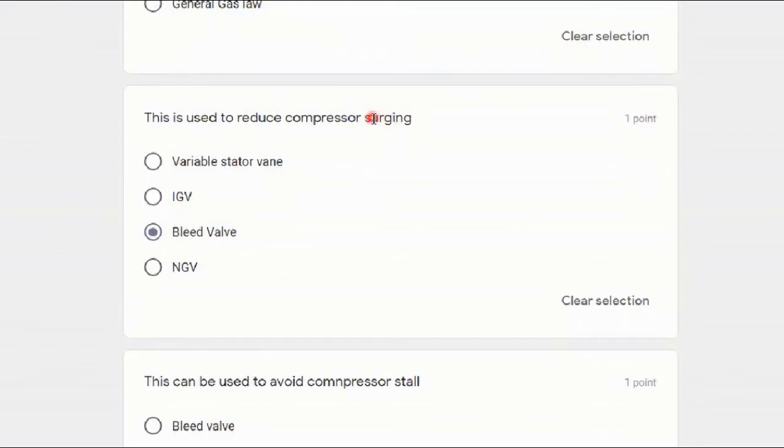See, compressor surging and compressor stalling are two completely different things. Surging is when the air doesn't pass into the engine. That is, if I draw it over here, suppose this is the engine. If the air is not able to move forward after passing into the compressor, let us say this is the third or fourth stage of the compressor, and the air is not able to go further ahead, then it is called compressor surging.